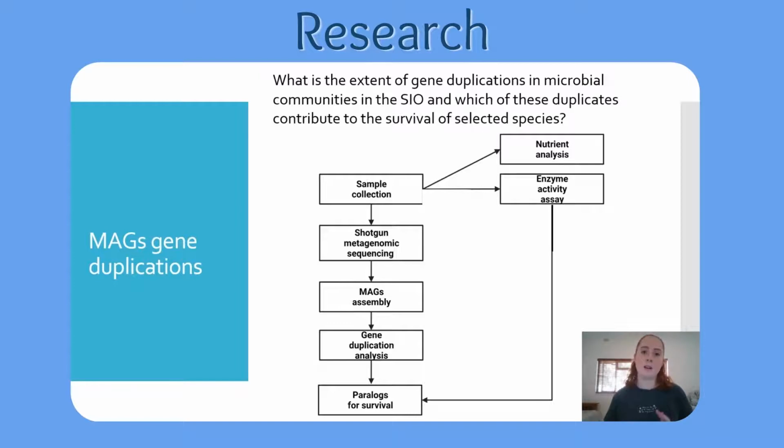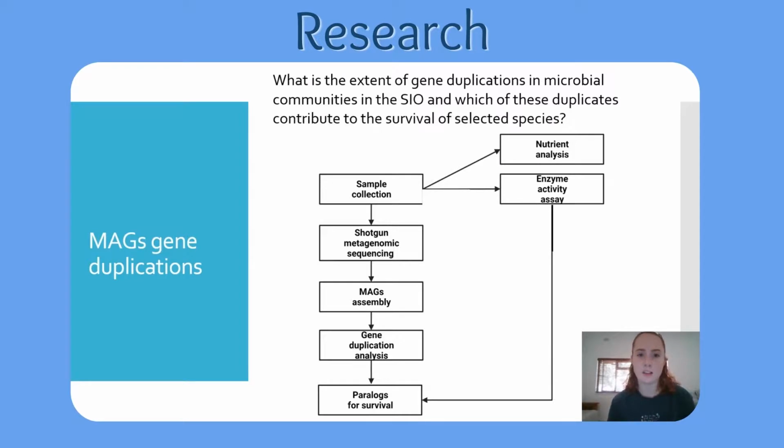So for the second part of my project, where I look at gene duplications and metagenome assembled genomes, or MAGs, we collected seawater between South Africa and Marion Island, which is in between South Africa and Antarctica, and as well as around Marion Island. We then filtered this water using polycarbonate filters to collect the microbes on these filters, and then we extracted their DNA and sent the DNA for shotgun metagenomic sequencing in the United States. And we are currently assembling the MAGs from these reads.